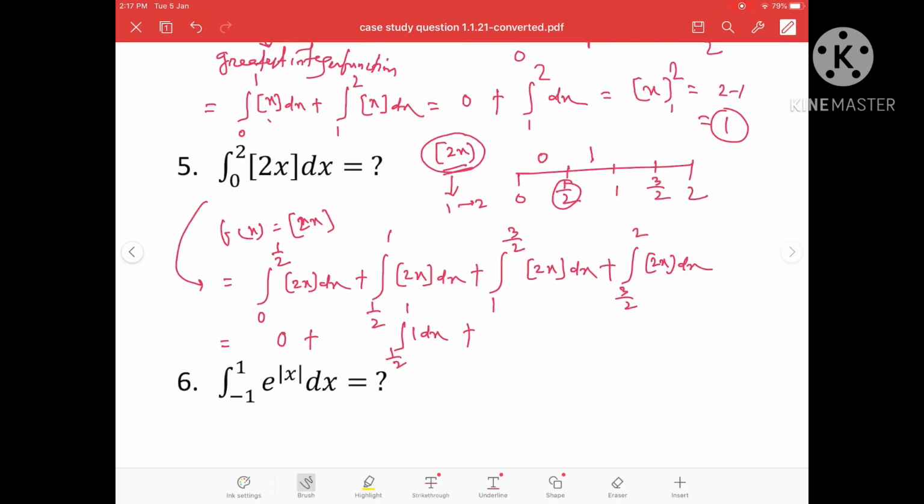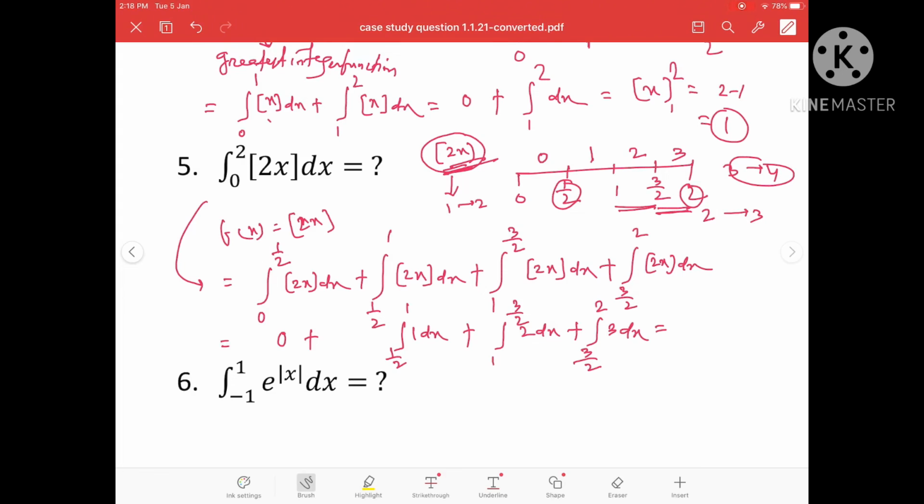Similarly, the next one, the 1 to 3 by 2 interval. If you put x is 1, you will get 2. If you put x is 3 by 2, you will get 3. Between 2 and 3, the greatest integral value will be 2. That means here it will be 1 to 3 by 2, 2 dx. Similar procedure for 3 by 2 to 2. If you put x is 3 by 2 here, you will get 3. If you put x is 2 here, you will get 4. Between 3 and 4, the greatest integral value will be 3. So this integration will be 3 by 2 to 2, 3 dx.